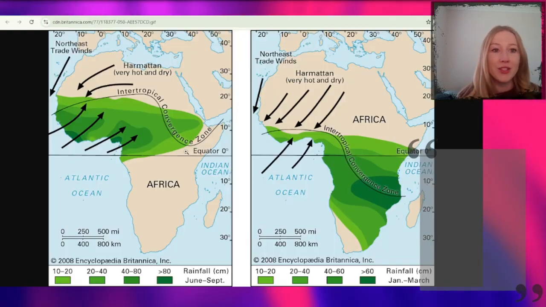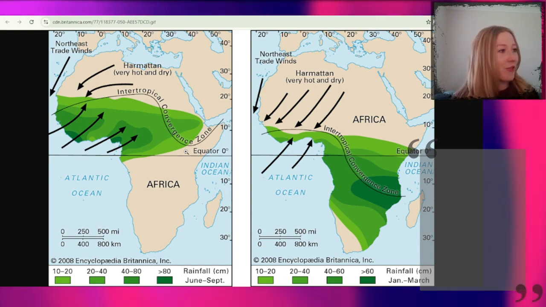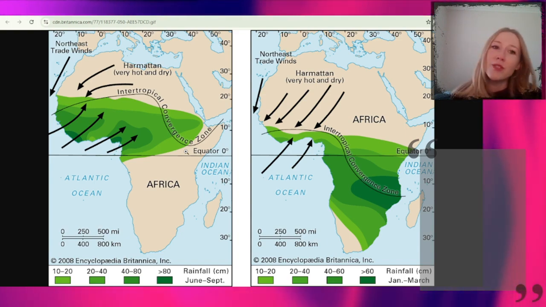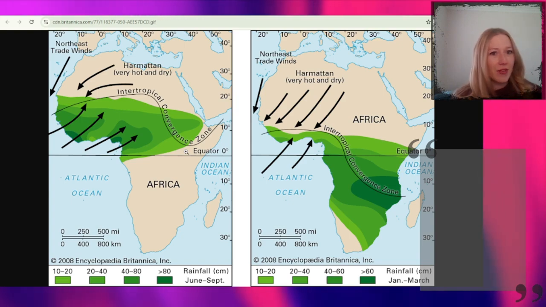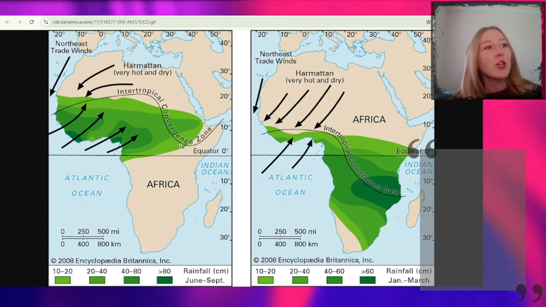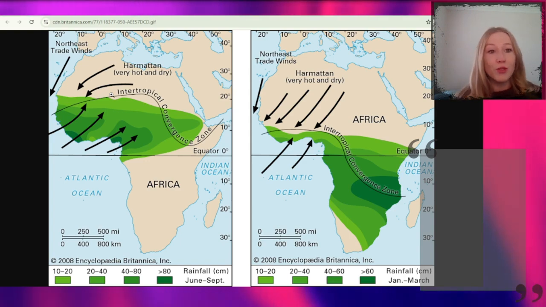What I found really interesting is how it impacts Africa as well. And yet we don't seem to look at it in the South African curriculum. I'm not quite sure why. But these are all examples of monsoons.